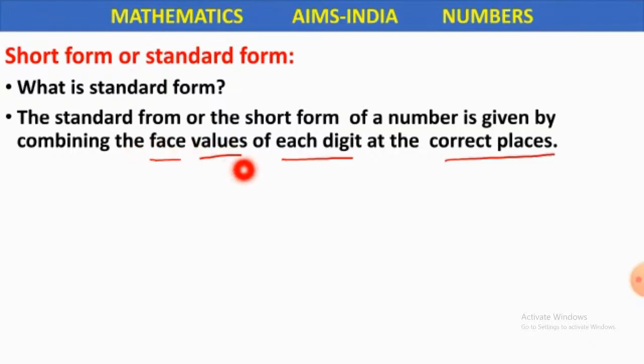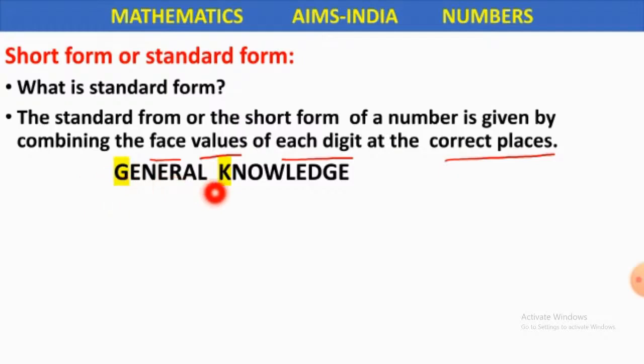Do you remember face values? Face values are equal to the digit. Face value of the digit is equal to the number itself. If I am asking you to write the face value of 5, the face value will be 5 only. The face value of 6 in tens place will be 6 only. The face value of 7 in hundreds place will be 7 only. So the standard form or the short form of a number is given by what, children? Is given by combining the face values of each digit at the correct places.